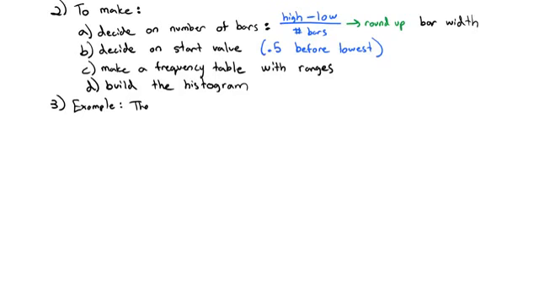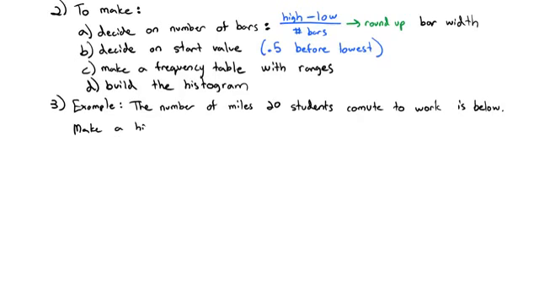The number of miles (20 students) commute to work is below. We are going to make a histogram with 5 bars to represent the data.